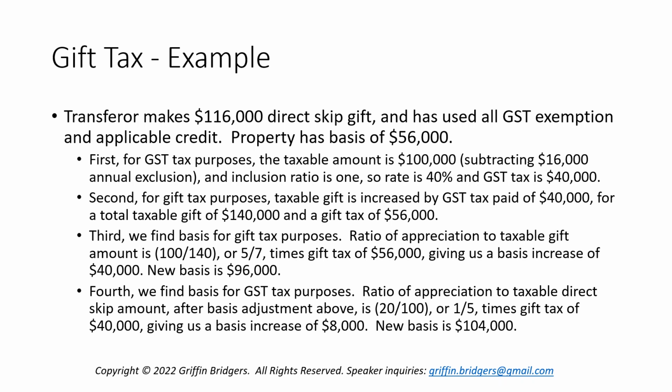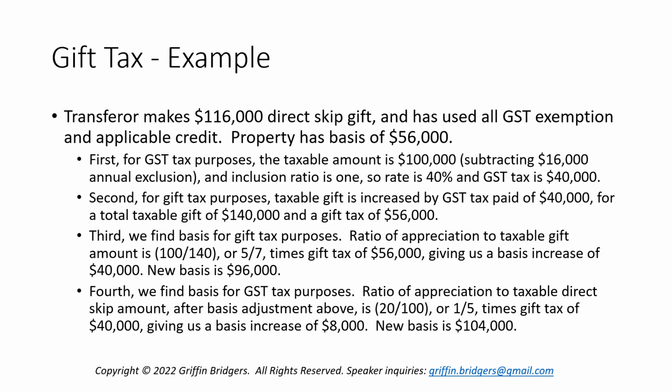Well, you can't use all of that dollar for dollar. You have to figure out what portion of that is attributable to the appreciation in the taxable portion of the transfer. To do that, first, remember our ordering rules, we have to do the adjustment for gift tax purposes first. So our ratio of appreciation to the taxable gift amount for the gift was 100,000 divided by 140,000.